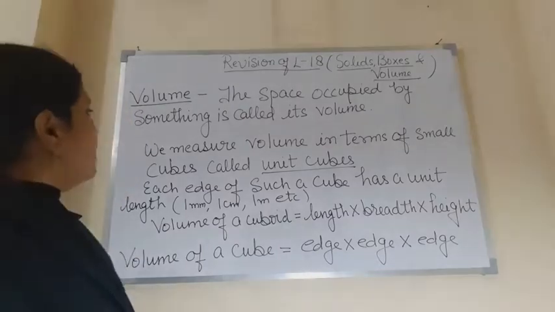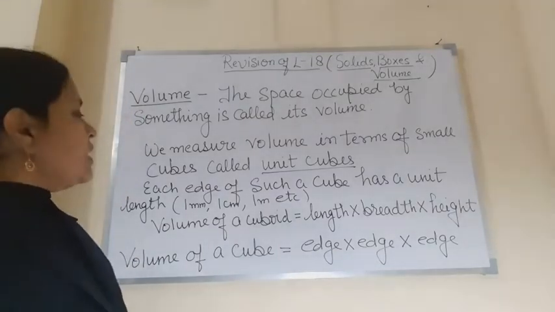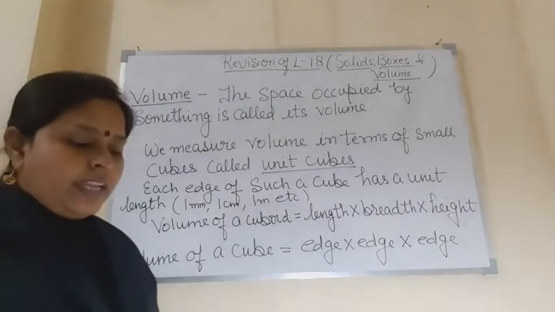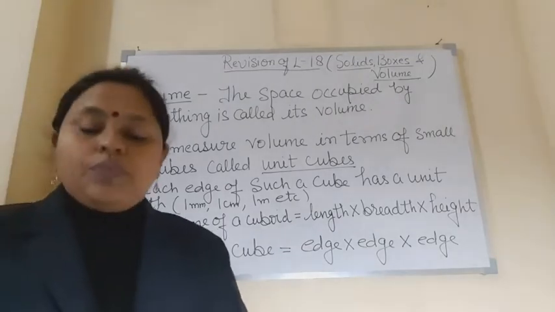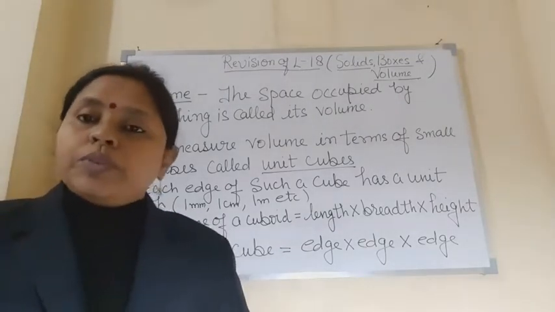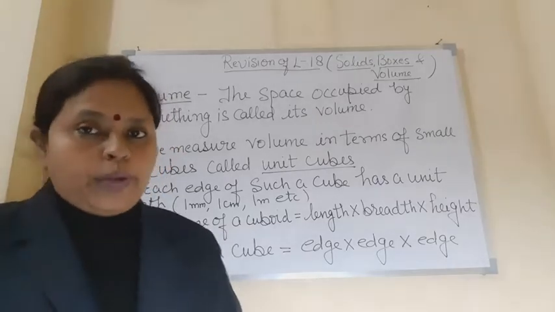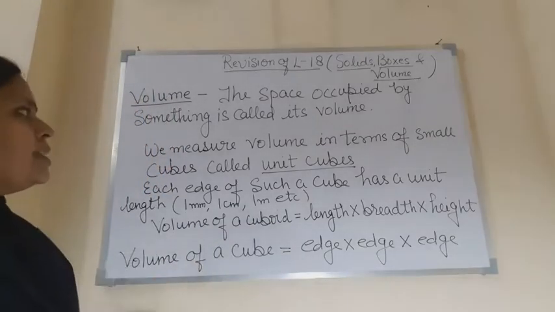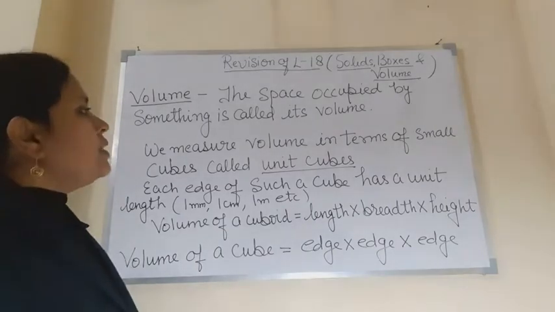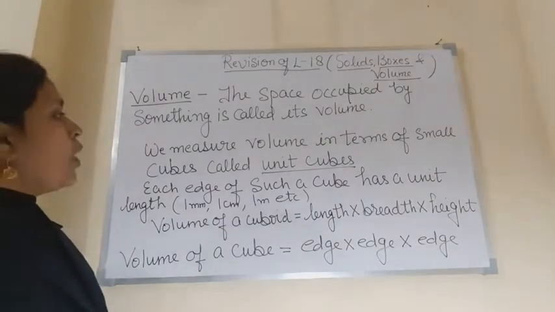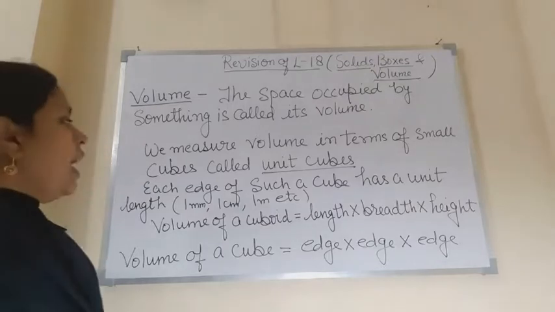So children, we measure volume in terms of small cubes, especially when it comes to the solids. The volume of a solid with a regular shape, for example cube or cuboid, in that case we measure volume in terms of small cubes called unit cubes.